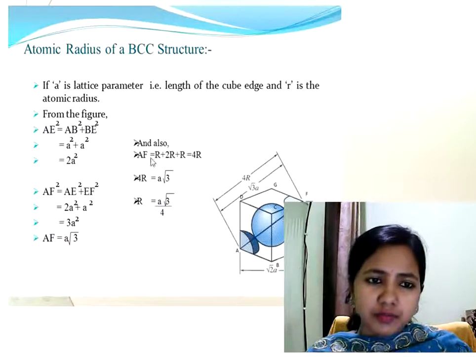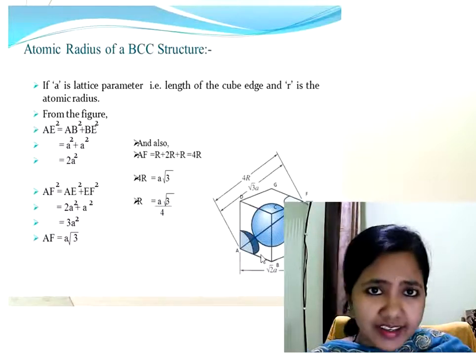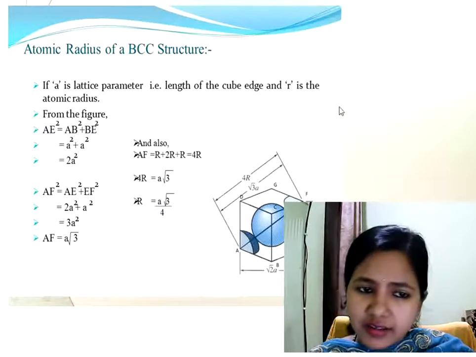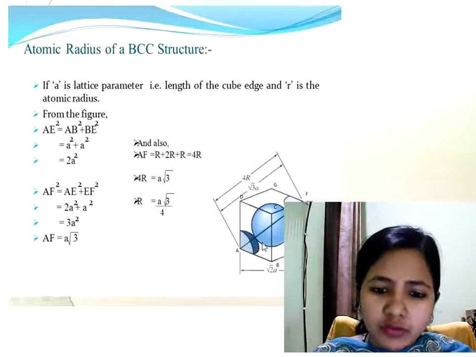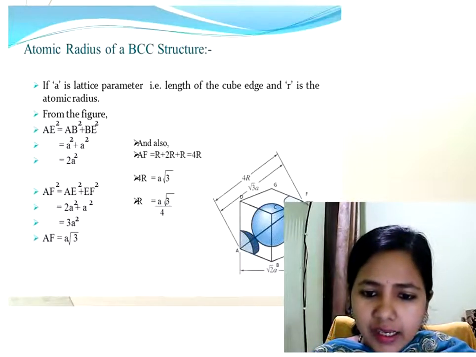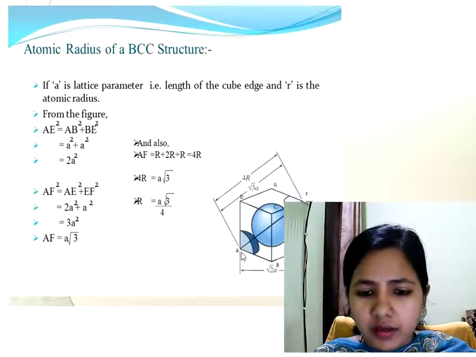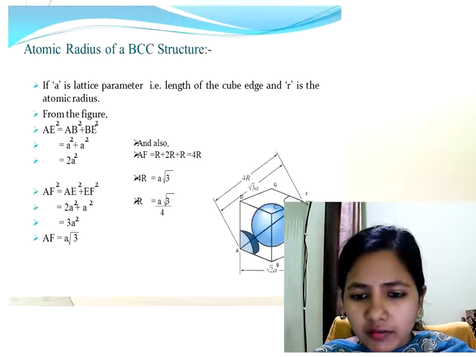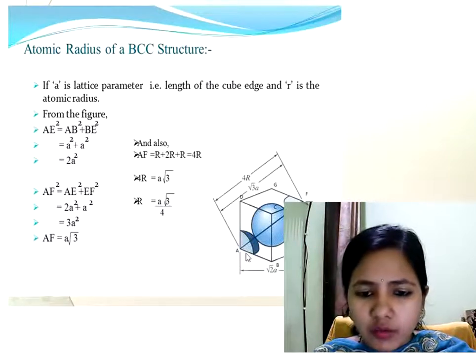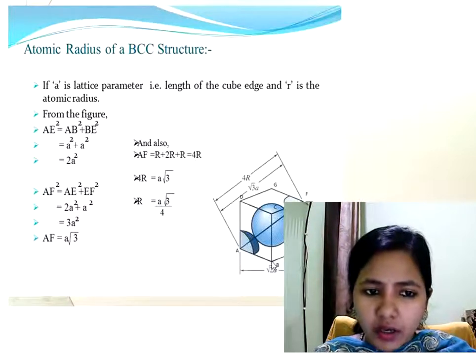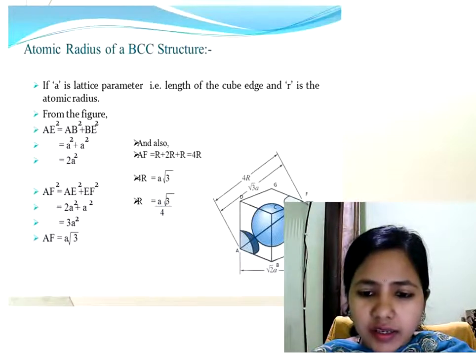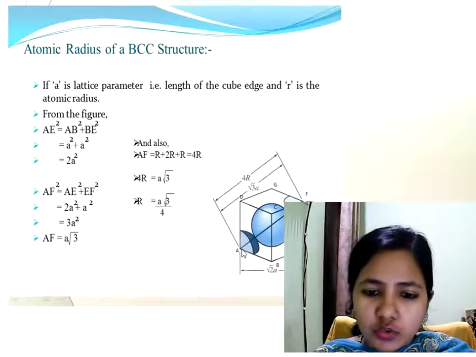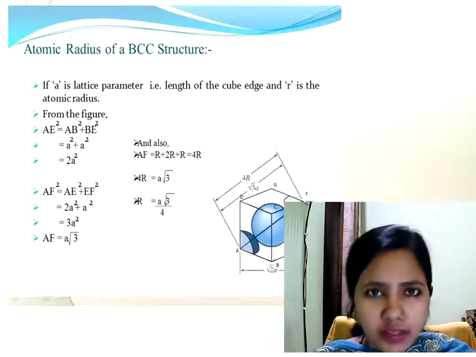Now you can see, we know that A is the edge length and R is the radius. In this figure, first we have to take this triangle AEB. If we put a line here and join this AE, we will get a triangle, that is AEB. Now we have to apply the Pythagoras theorem here. See, AE square is equal to AB square plus BE square.